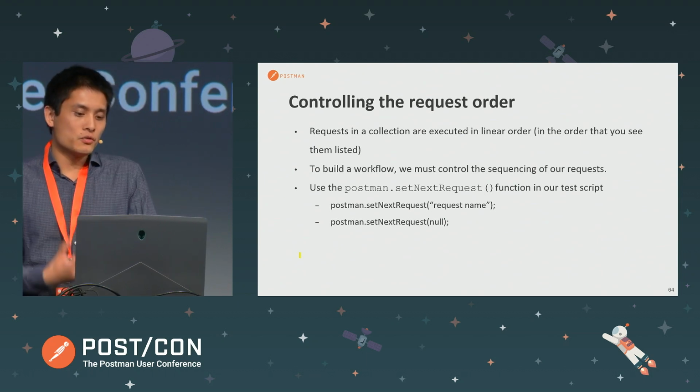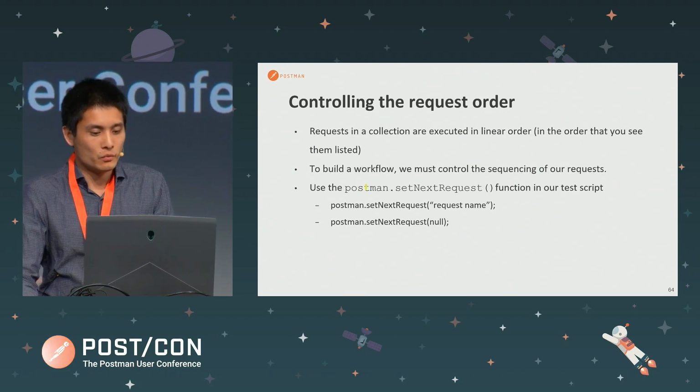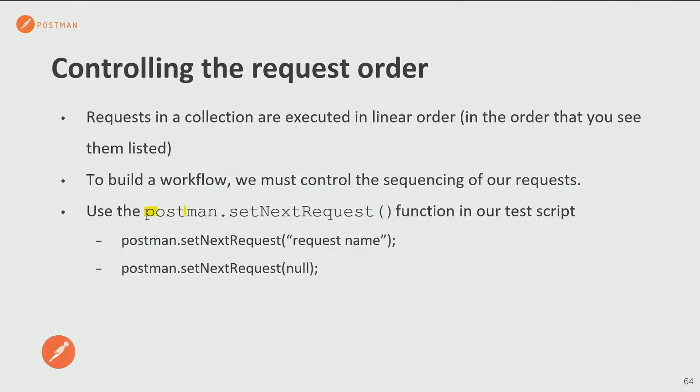So to do that, we can use this function called postman.setNextRequest, and we use it to set what the next request is going to be in our collection run. And you can indicate that request by specifying the request name. So postman.setNextRequest, followed by the name of the request. Or you set it to null, which means there is no next request, and hence this one that we are running is the very last one.